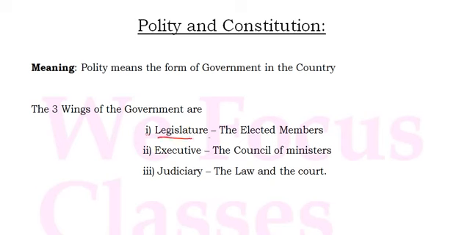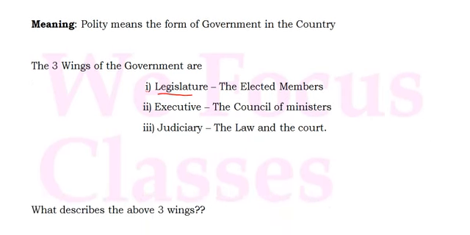What is the meaning of legislature? Legislature means the elected members, that is MLAs, MPs, and so on. And who is the executive? Executive is the council of ministers, like the prime minister, home minister, HRD minister, etc. And judiciary is the law and the court. Judiciary is nothing but law and it's nothing but court.